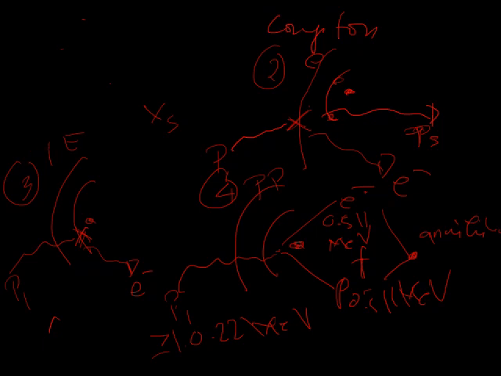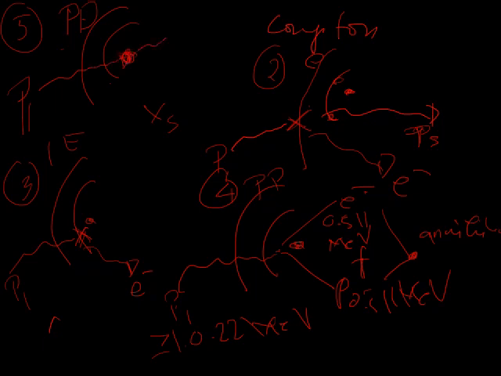Then lastly, sa number 5, we have photodisintegration. So the incident photon will interact or bombard the nucleus, producing alpha, beta, gamma, and other nuclear fragments. Okay?